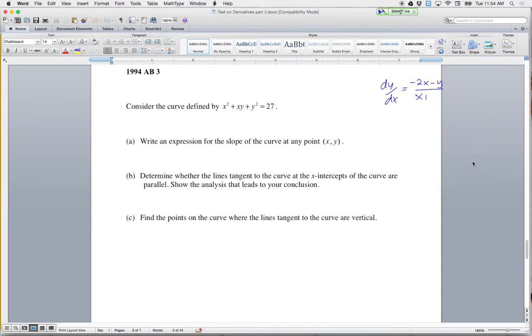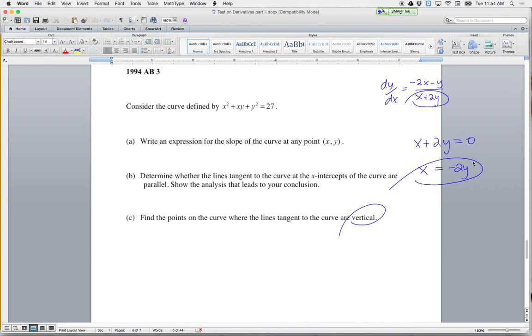So I want to know when you have vertical tangents. Vertical tangents is when the derivative is what? Undefined, which means the denominator is 0. So I'm going to take that. Right here is one point. Let me have x equals negative 2y. That's a point so far.